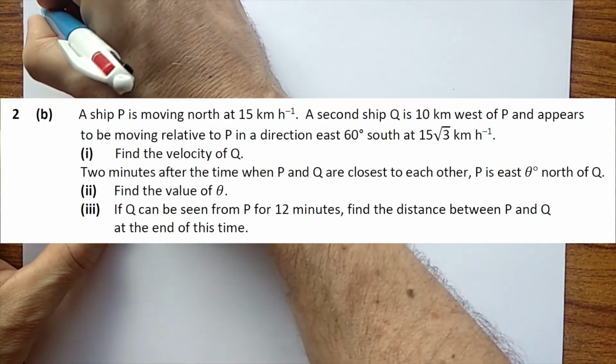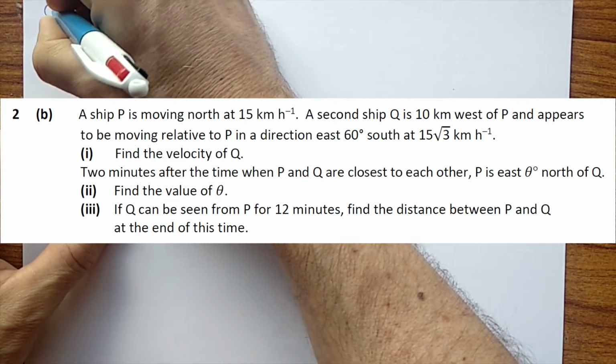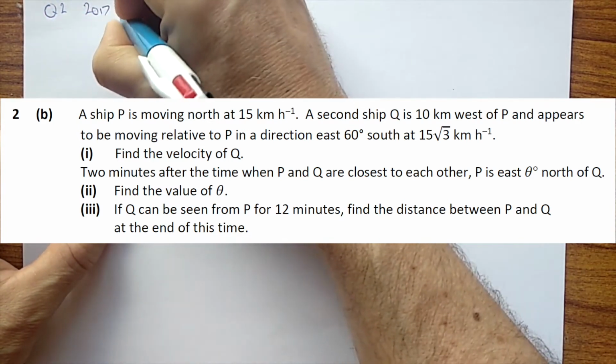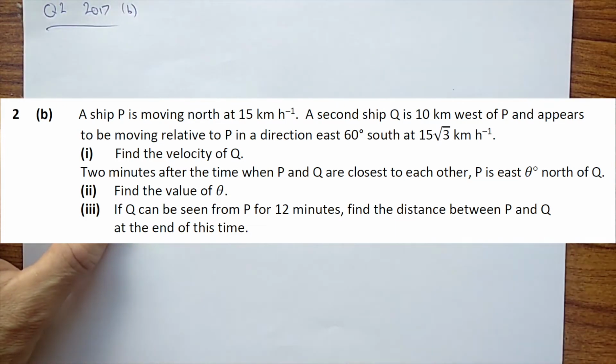Now let's turn to the second part of question 2, 2017, part B, part 2. 2 minutes after the time they're closest together, P is east 30 theta degrees north of Q. Well, that is an absolute mouthful. If you're having a little bit of an oh my god moment, that's fine.